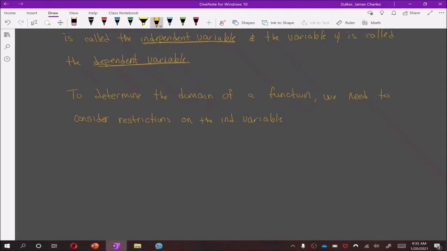So for example, if you're considering a particle's position with respect to time, you'd have any mathematical restrictions depending on what the function for the position is, as well as the physical restriction that time must be non-negative. A negative time does not make sense.